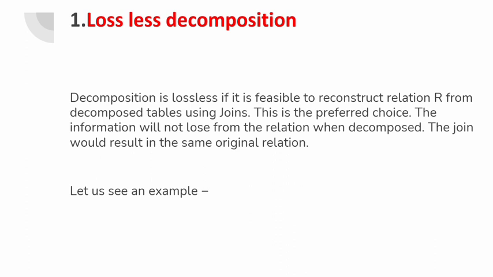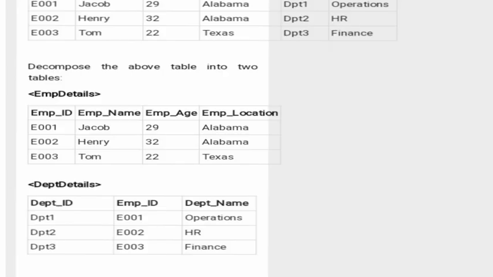Decomposition is lossless if it is feasible to reconstruct the relation from decomposed tables using joins. This is the preferred choice. The information will not be lost from the relation when decomposed. The join would result in the same original relation. Let us see an example.